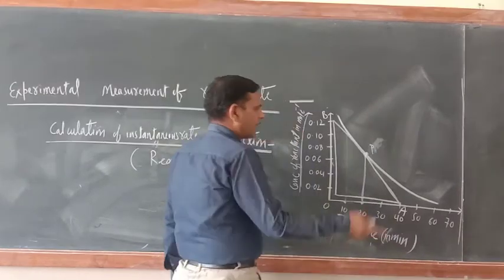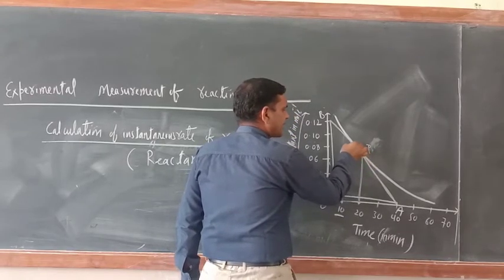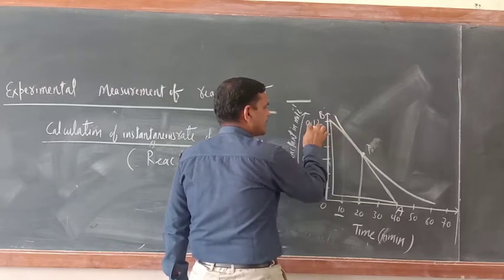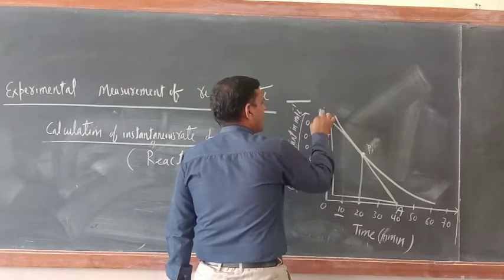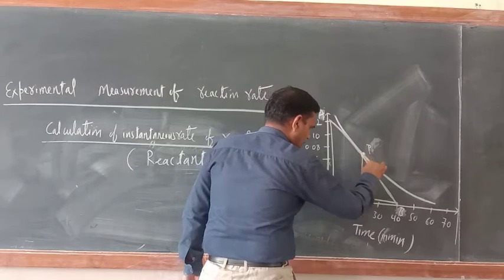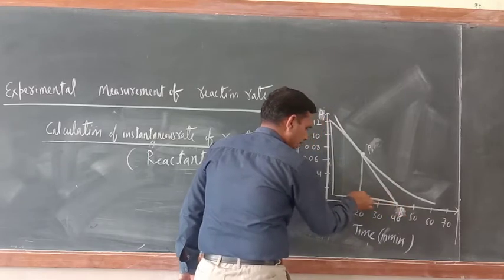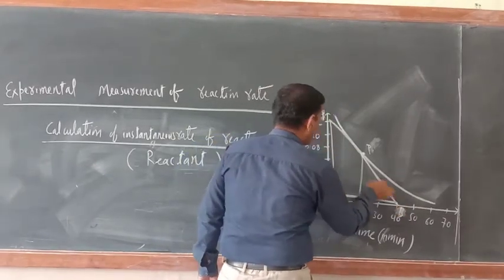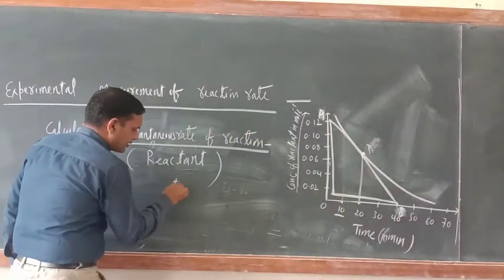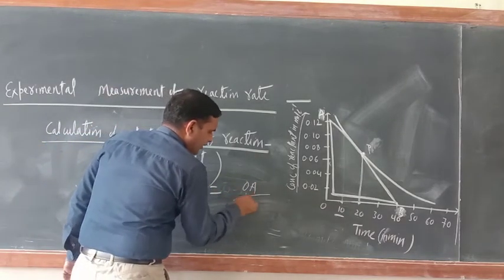Once again I am telling you, first you have to draw one tangent here and extend this line on this side also, that is corresponding to this concentration 0.12. You can take this point A also, you can take this point B, this is up to you. Now this should also be extended on this side, this is B. Now here this line should be joined and this line should also be. So now tangent equal to OA by OB.